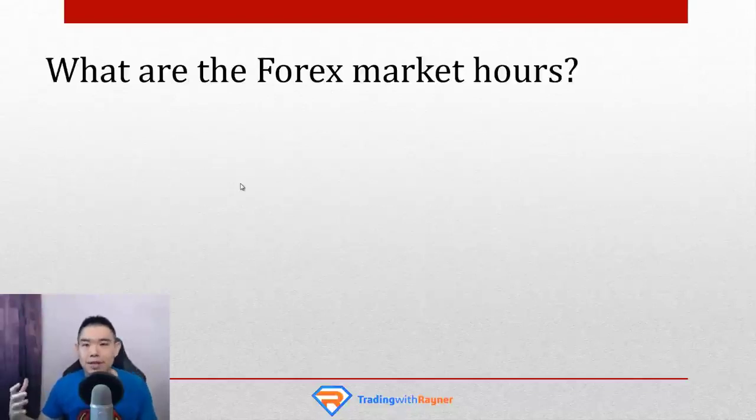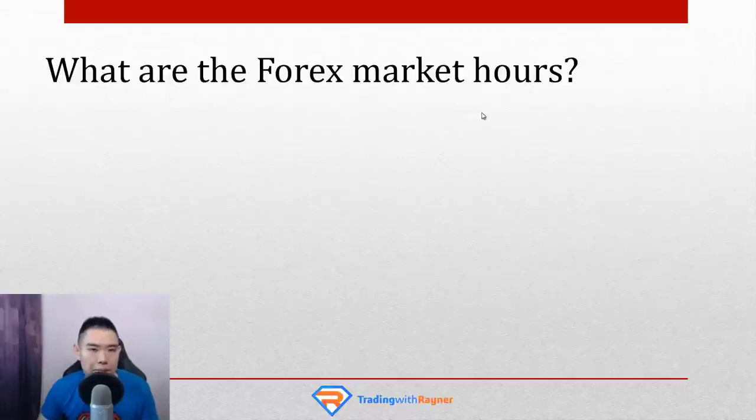So what are the forex market hours? As mentioned, forex is open 24 hours, 5 days a week. So it's open from Sunday to Friday, depending on where you are in the world. If you're like me in Singapore, it's open from Monday to Saturday. If you're in the US, then it'll be from Sunday to Friday because of your time zone.